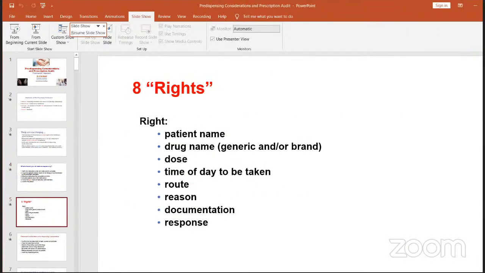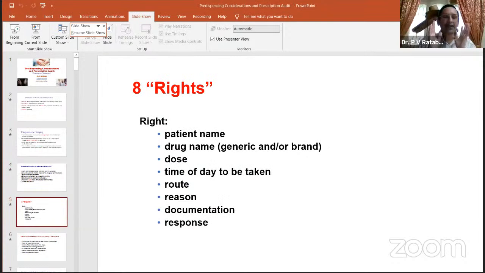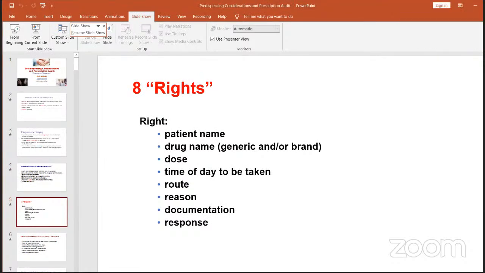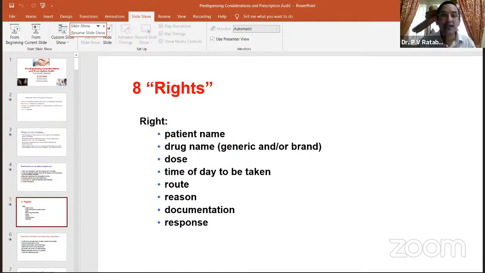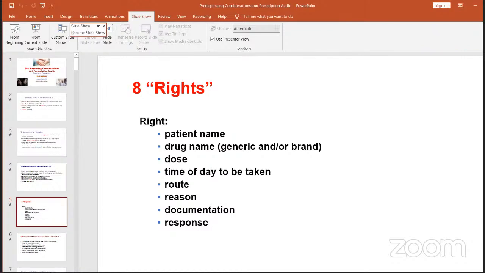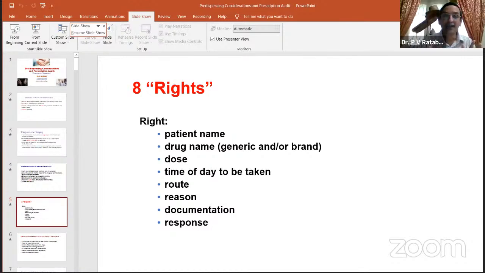So we come to the 8 rights. The 8 rights include patient's name, drug name, dose, time of the day to be taken, right route, right reason, right documentation, and right response. So these are the 8 rights which you have to follow while dispensing.